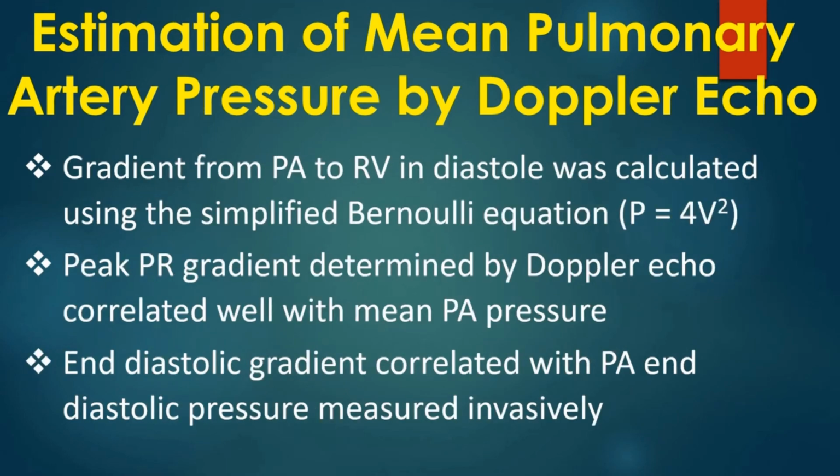The gradient from pulmonary artery to right ventricle in diastole was calculated using the simplified Bernoulli equation P equal to 4V squared. Peak PR gradient determined by Doppler echocardiography correlated well with mean pulmonary artery pressure. End diastolic gradient correlated with pulmonary artery end diastolic pressure measured invasively.